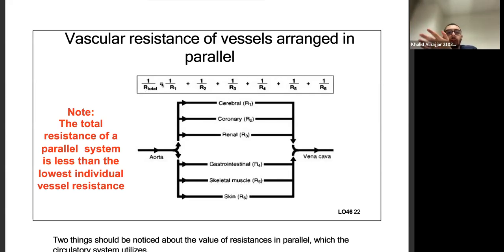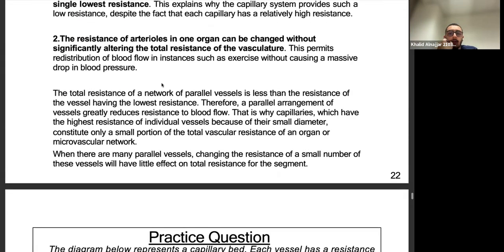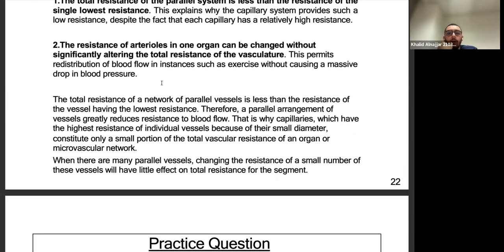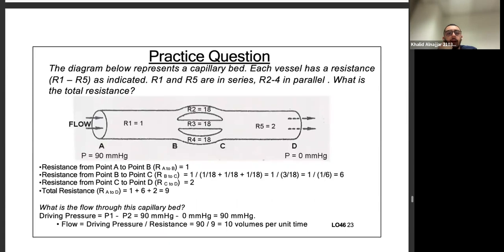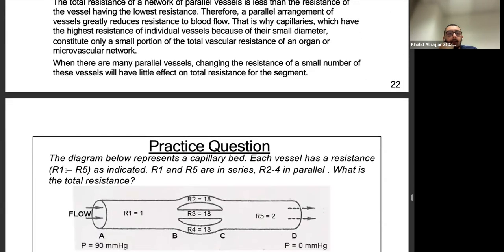Now, if you want to find the total resistance of a parallel, and I think this will be a question in the exam, all you have to do is, I'll show you in this practice question. Without seeing the answer here, we have this diagram that represents a capillary bed. Each vessel has a resistance from R1 to R5. R1 and R5 are in series, as you can see here, but R2 to R4 are in parallel. What is the total resistance?